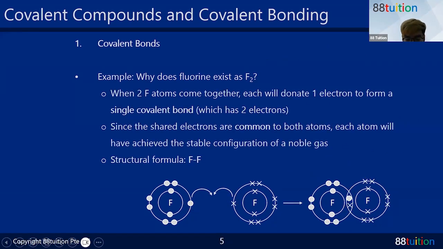So basically this is what I explained. Only one electron is shared to form a single covalent bond, then it will have this structural formula here. You will realize that there's a line in between. So this single line in between represents a single covalent bond.